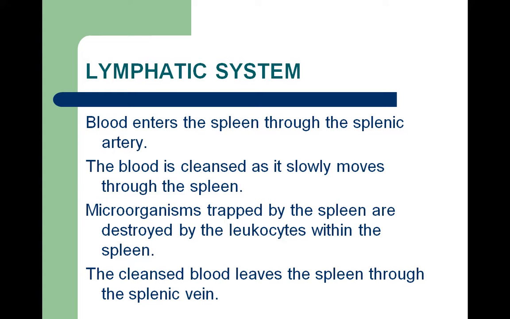This is really a more detailed description of how the spleen acts as a lymphatic organ. Remember, it doesn't really filter lymph, it filters blood, but as the blood comes into the spleen, those microorganisms are trapped and killed by leukocytes that reside in the spleen. The cleansed blood then goes through the spleen and into the splenic vein.